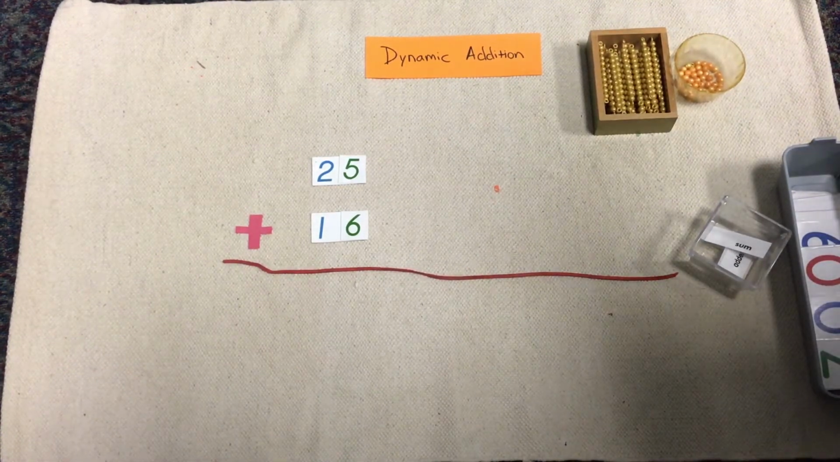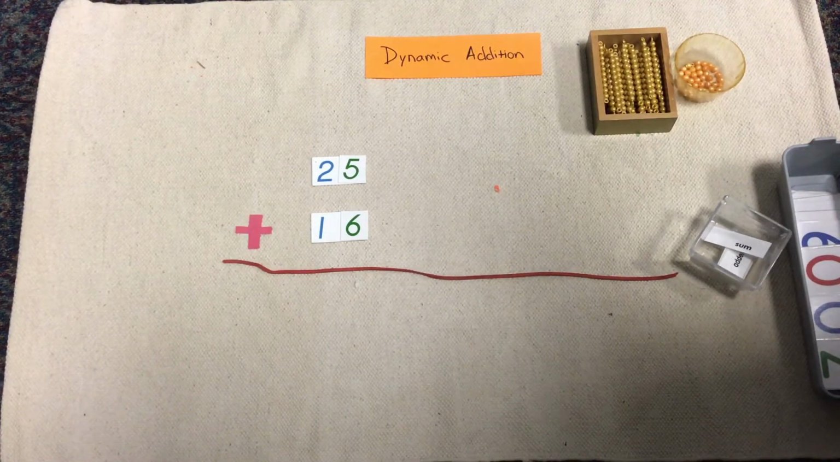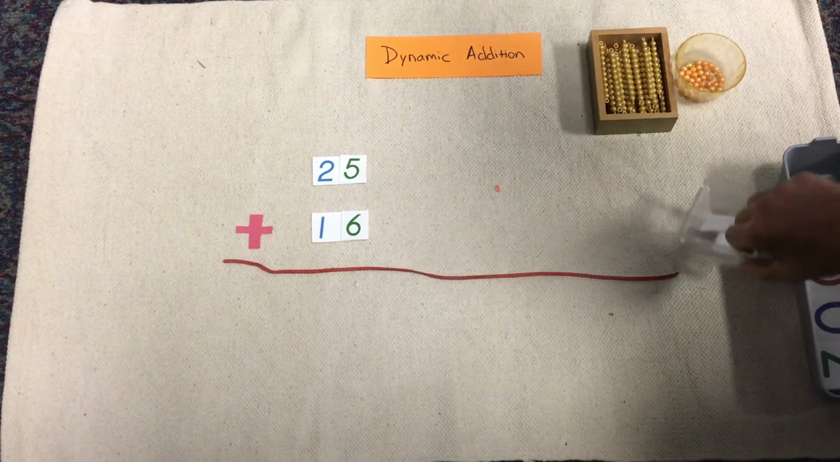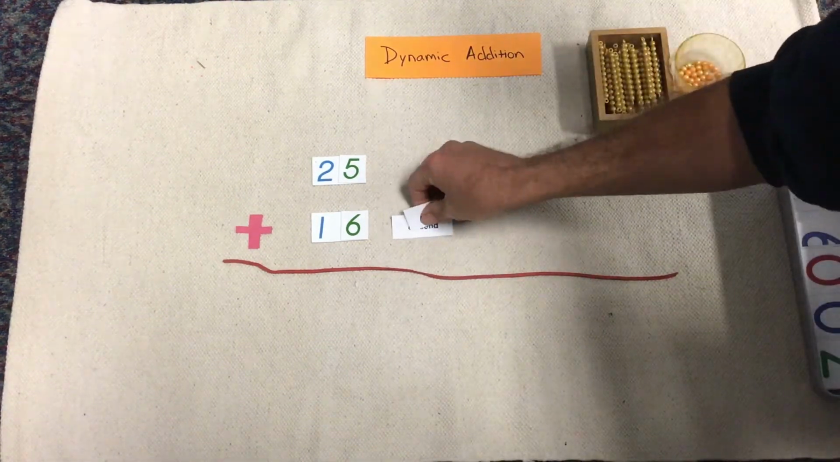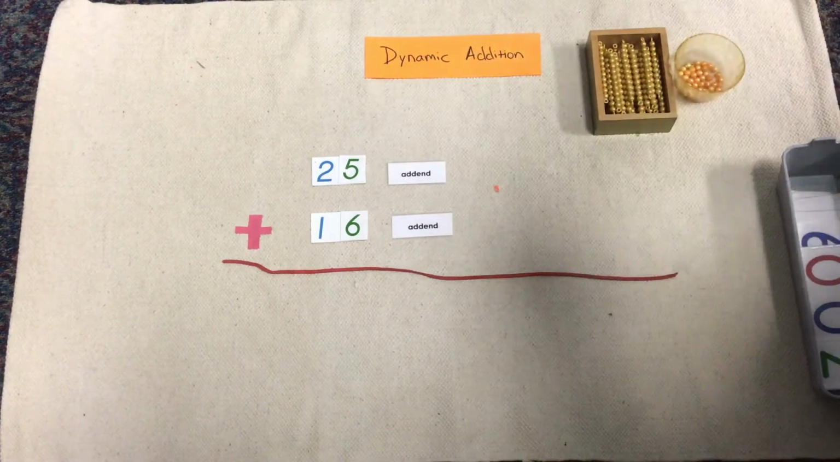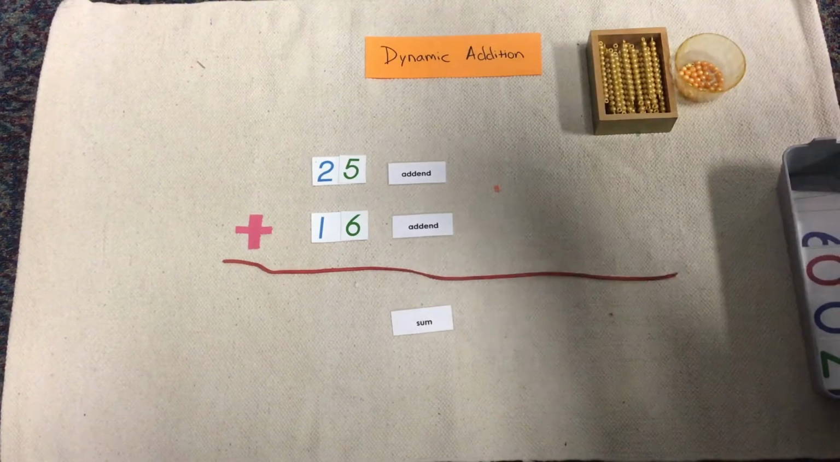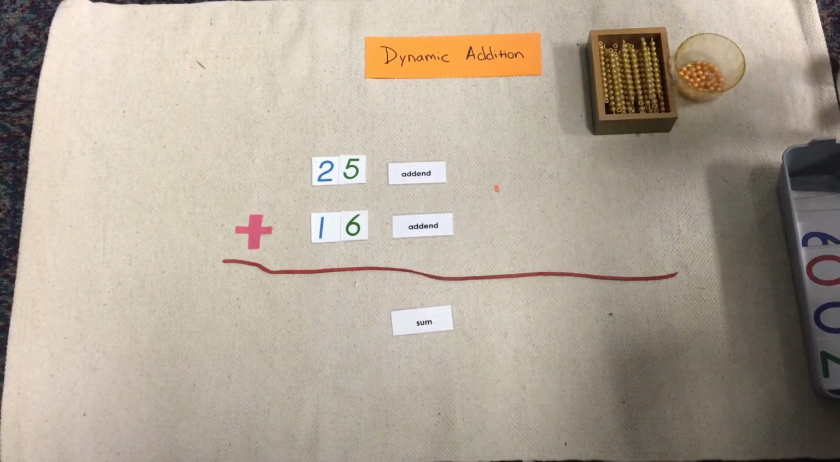So our problem has 25 plus 16. Before we start to do the actual math, let's remember our names. 25 and 16 are known as addend and addend. And when they are combined, when they come together, it will give us our answer, which is called the sum. So these are some important names to remember whenever we're doing our addition.